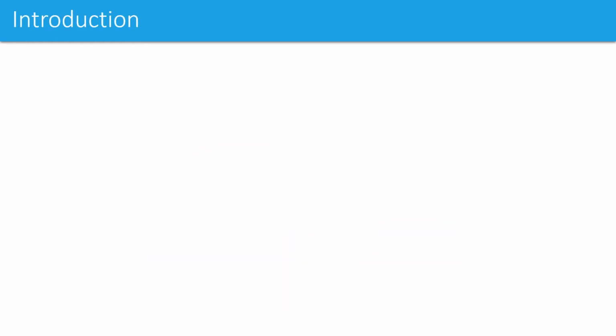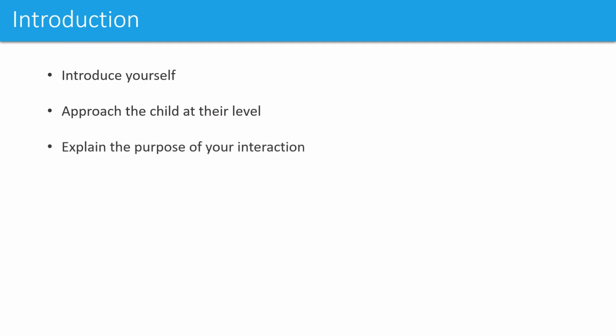Introduction. The most important thing to build a relationship between a child and tester is to introduce yourself. Children like to know who they are interacting with and the reason they'll be interacting with you. Approach the child at their level. If we have a smaller child, it's good to bend down on one knee possibly, or get into a lower position so that you're making eye contact. And always explain the purpose of your interaction.